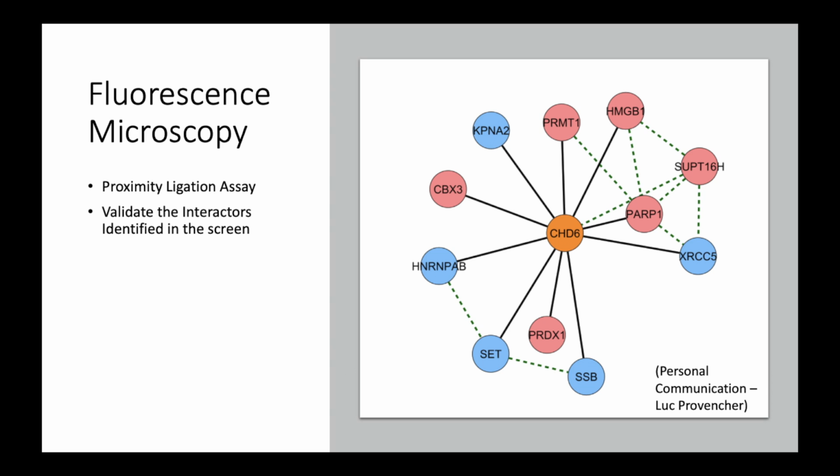PRMT1, HMGB1, SUPT16H, CBX3, and PARP1 are all chromatin remodeling enzymes, with very well characterized functions. PARP1 and HMGB1 have characterized roles in DNA repair. PRDX1 is an important redox sensor in the cell. The proteins shown in blue are non-specific interactors and will not be tested in this study.